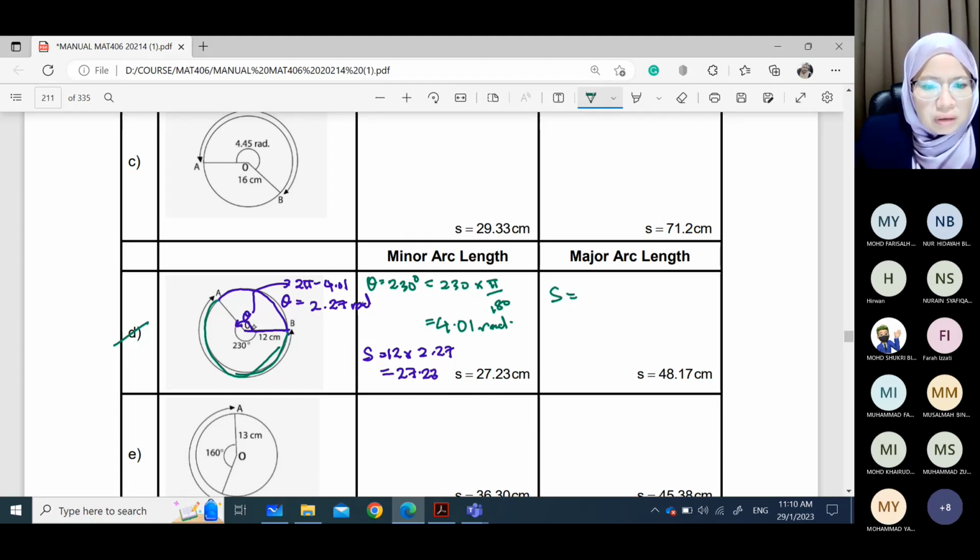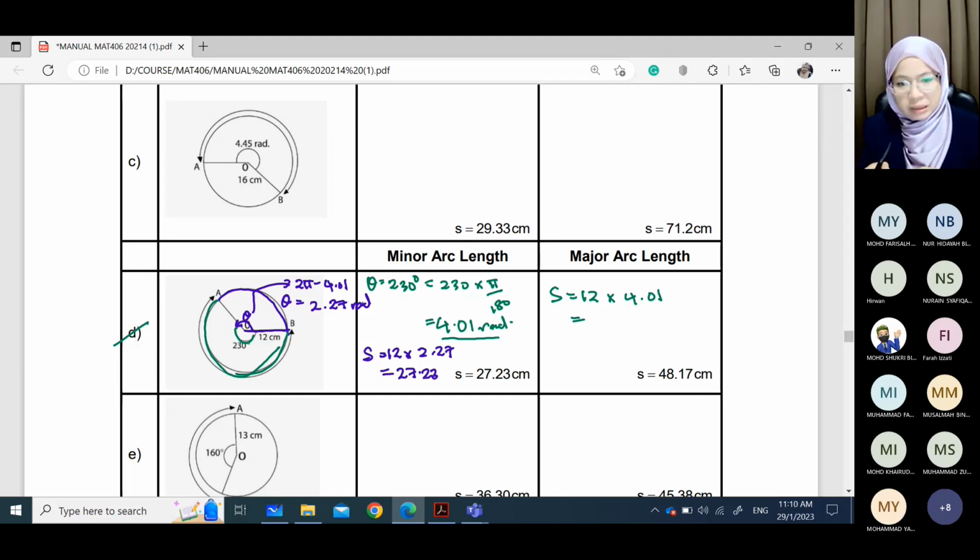Dia adalah S, it is equivalent with radius. So radius is 12. Multiply with the major angle. So major angle is 230 degrees. So after we convert into radian, we have 4.01 radian. So multiply with 4.01 radian. Okay, so the major arc length is 12 multiplied with 4.01. It is about 48.12. Ada approximate lah kepada sini. Okay, 48 cm. Itu untuk major arc length.